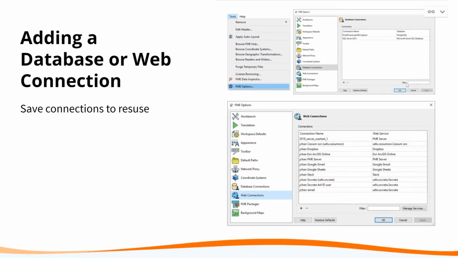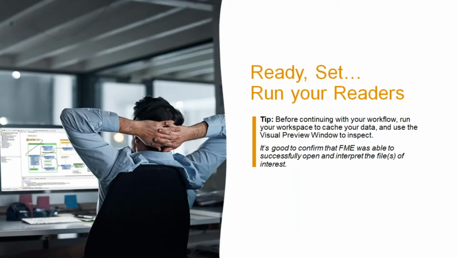So lastly, ready, set, run your readers. FME also refers to this as feature caching. So just like a hibernating squirrel, feature caching is FME's way of simply storing data away so that it can be accessed when it's required. Except it's not fruit or nuts, it's data. So why is feature caching useful?